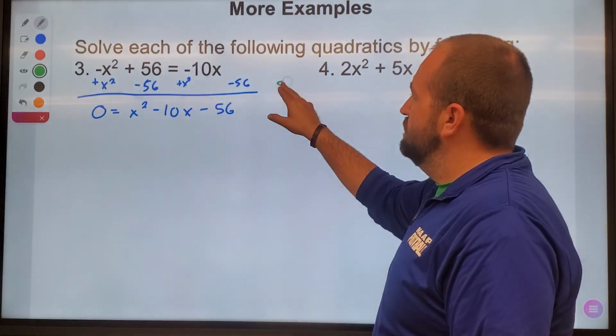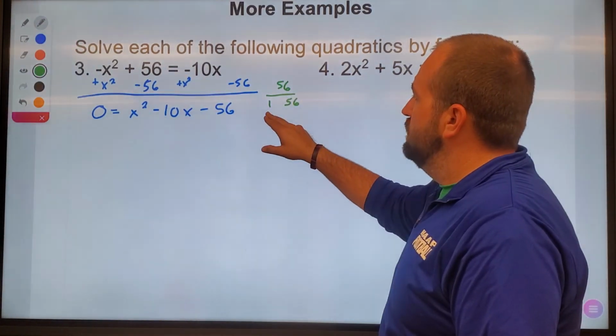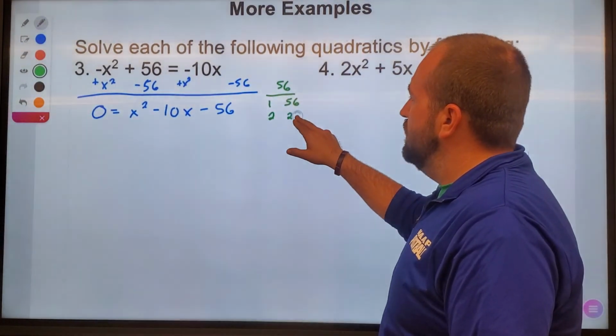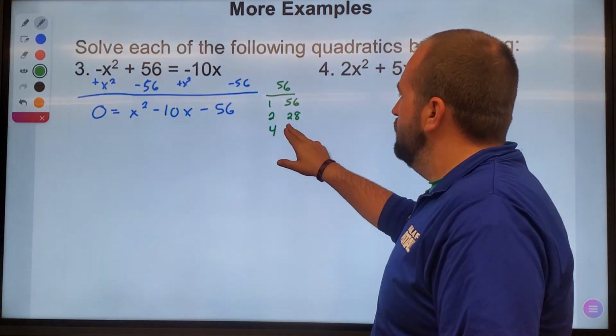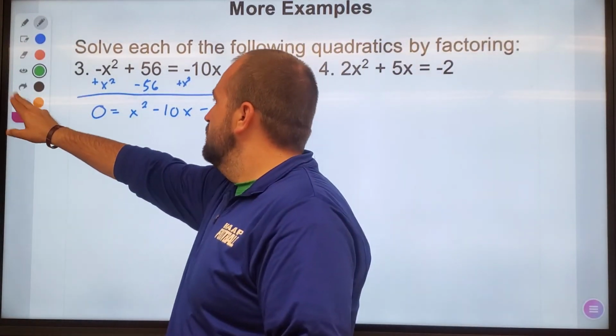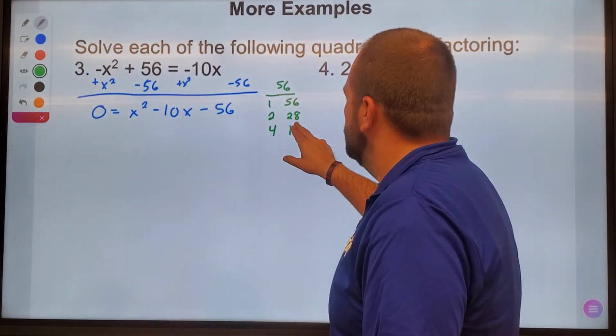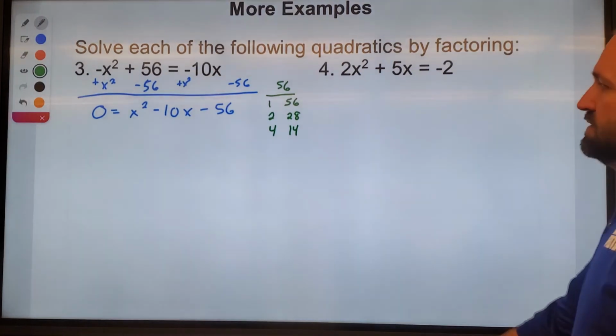So 56 is 1 times 56, 2 times 28. 3 does not go into 56. 4, however, does. Not 56 times, though. 4 and 14. 5 does not go into it. 6 does not go into it. But 7 times 8 is 56.